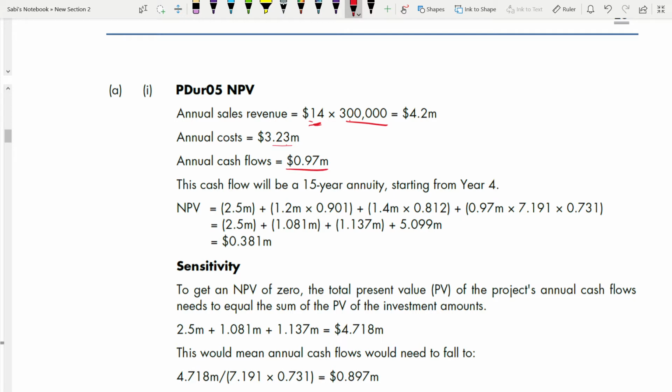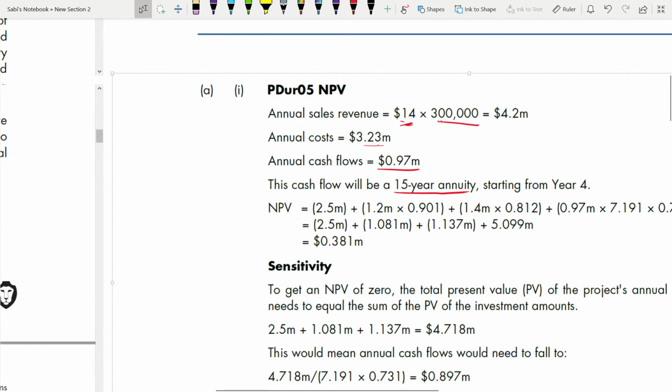Now they have told us that it starts from year 4 and will run for 15 years. So it is a 15-year annuity starting from year 4. This is very important, because the discounting factor which you use, you then have to convert back to year 0. From year 4 you are taking 15 years, so all of them need to be discounted back to year 0. So let's see how they are taking it.